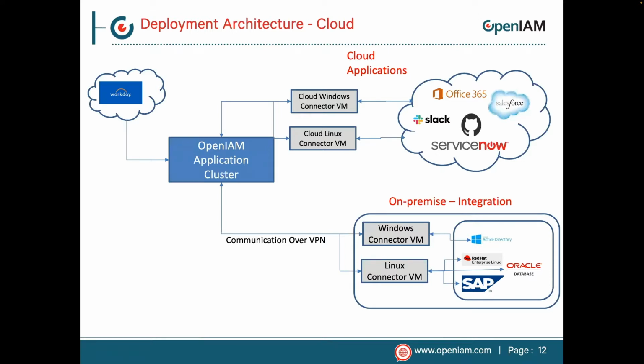For your cloud integrations, it's a lot simpler. You can just have another Windows VM running in your cloud platform, and that could be talking to all your Microsoft applications. And for the Linux connectors, you can have either a separate VM, or it could be running on the same cluster that you have already.